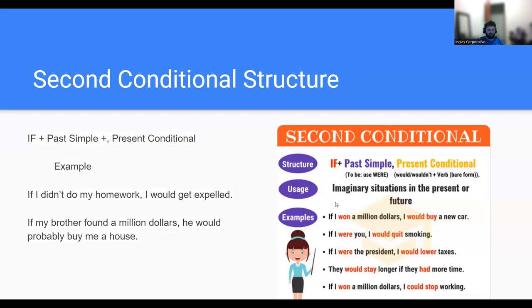Very good. Yancy, do you have an example for me? Yes, teacher. All right, go ahead. If I were the manager, I would do better things. If I were the teacher, I would teach with other material. If I lived more, I would be a dancer. If I had more free time, I would read more books. Okay, very good. Great job. Thank you very much.